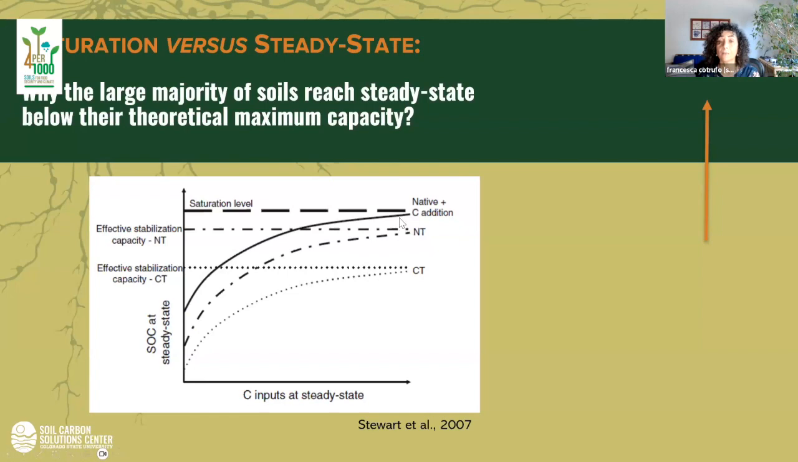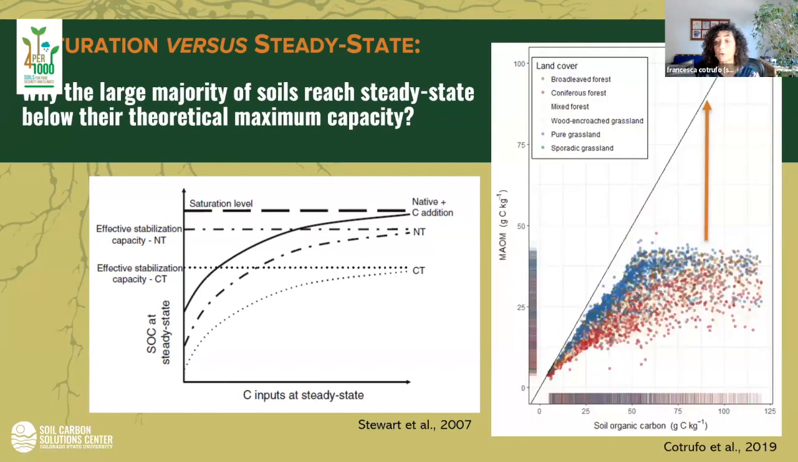Even natural soils often are found below the capacity, and that's what we found in Europe, where basically we sampled soils that were representative of the variability of soils in Europe.